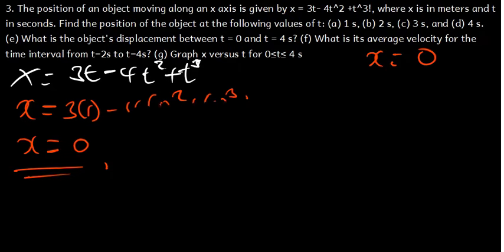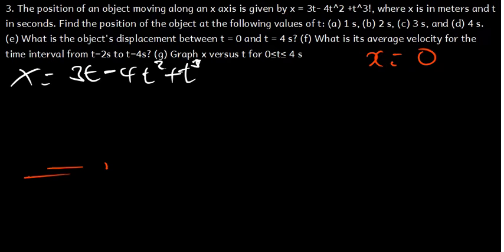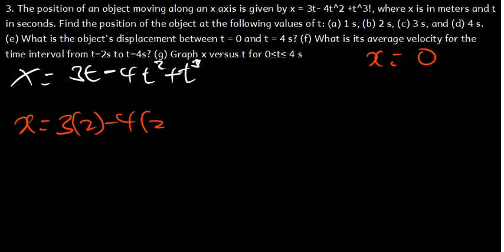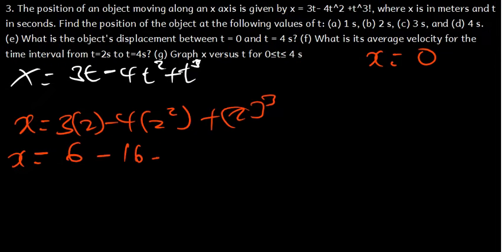Now what if we plug in 2? That is part b. If we put 2, it will be x is equal to 3 times 2, minus 4 times 2 squared, plus 2 raised to the power 3. So x will be equal to 6 minus 16 plus 8.